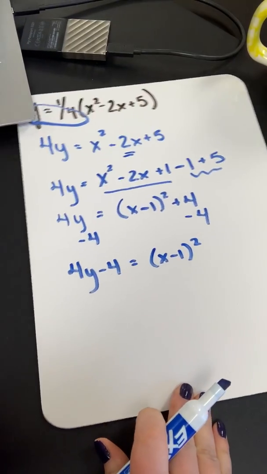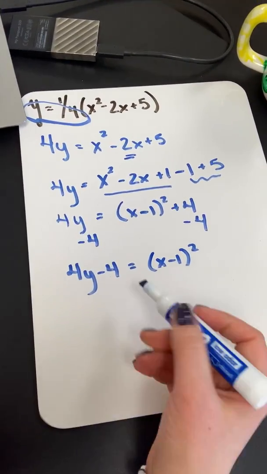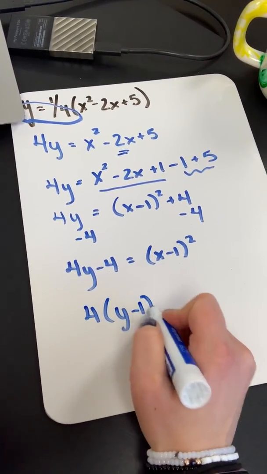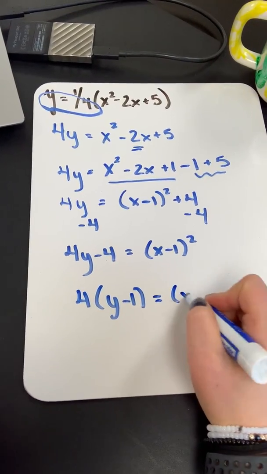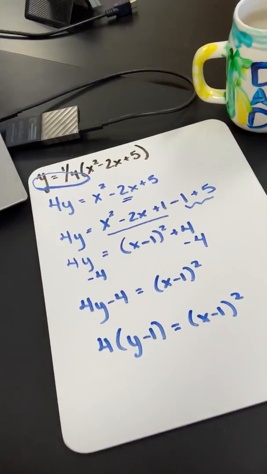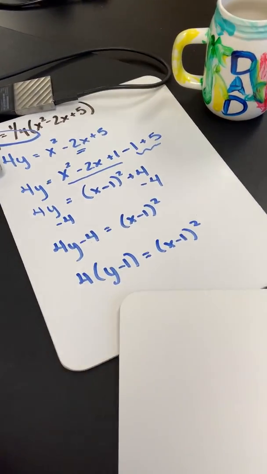Now, your very last step, remember, is to factor out the a value on the left-hand side so that we do have a coefficient there. So we've got 4 times y minus 1 is equal to x minus 1 squared. Now at this point we do have a couple of different things that we know, right? We can know the vertex, so I'm just going to kind of sketch it over here.